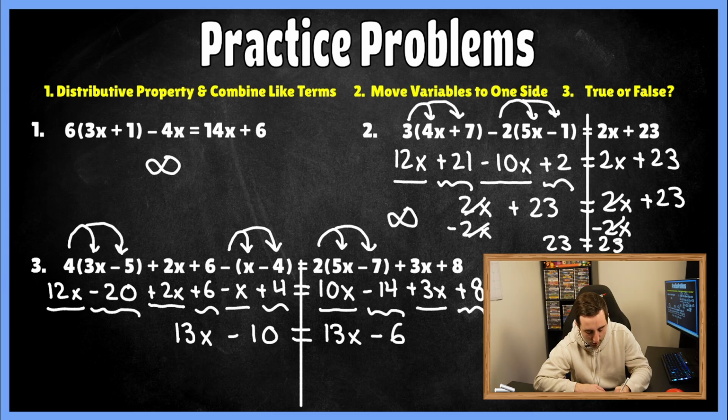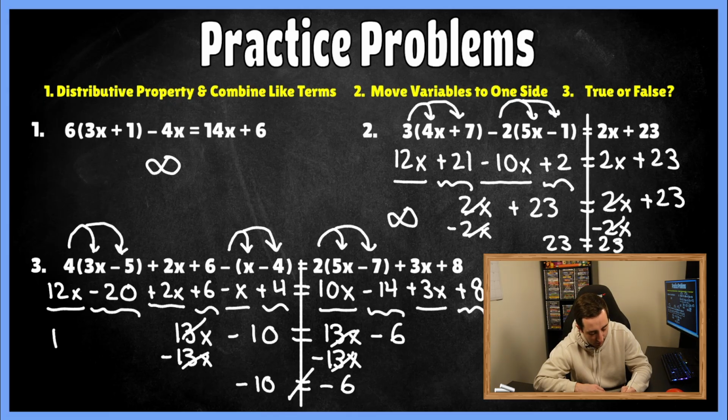Now let's go ahead and move our variables to one side by subtracting 13x on both sides. These are going to end up canceling and going to 0, and we're left with negative 10 is equal to negative 6, which is not true. We're going to put a slash through it, and this is a scenario where we end up with no solution.